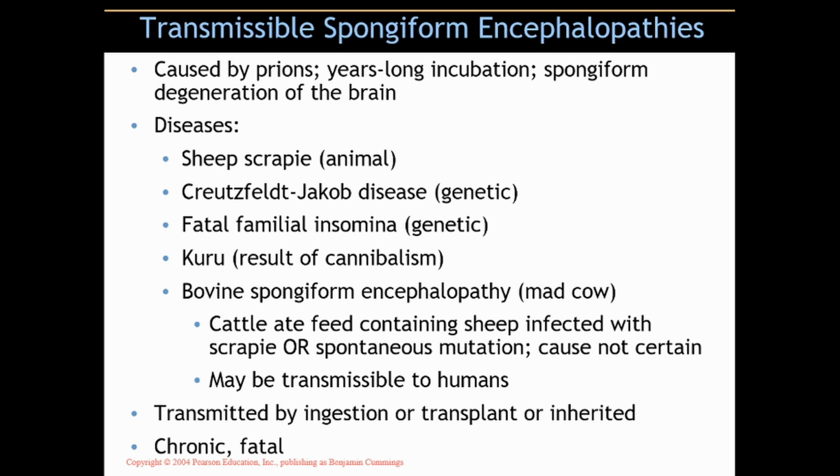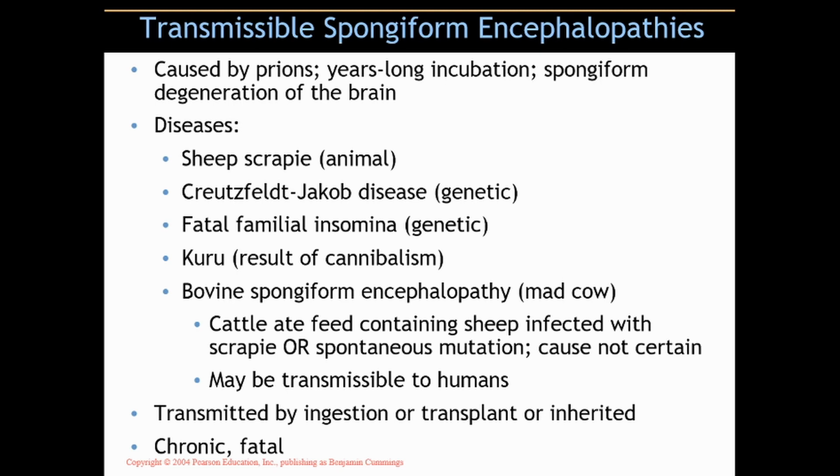Transmissible spongiform encephalopathies. These are caused by prions, and we talked about prions in a previous chapter. We looked at viruses and prions together. They're in some way related, in that they're infectious, but that's about it. But prions are definitely ones we would consider in the nervous system because they cause encephalopathies and spongiform degeneration of the brain. That's where the spongiform part comes from: it puts holes in brain tissue and it looks like a sponge.